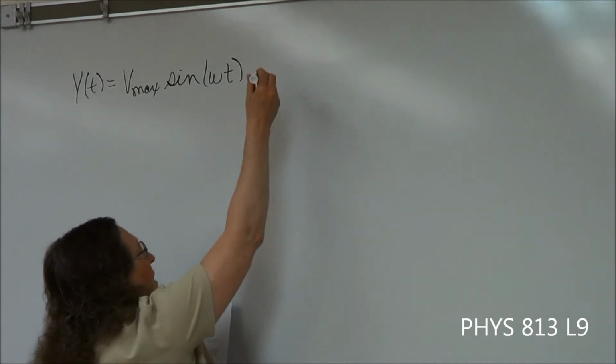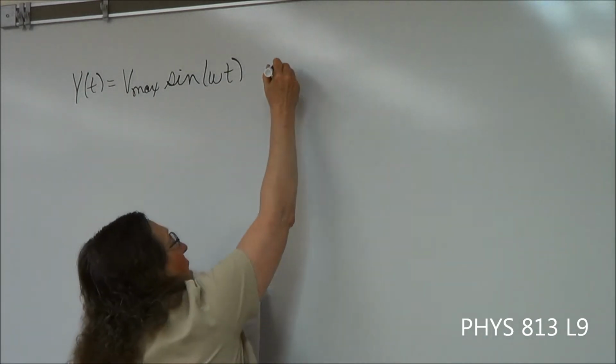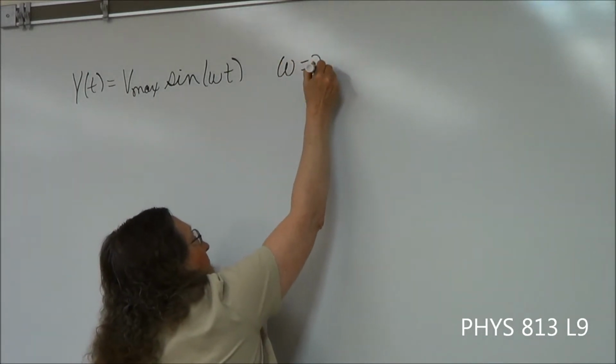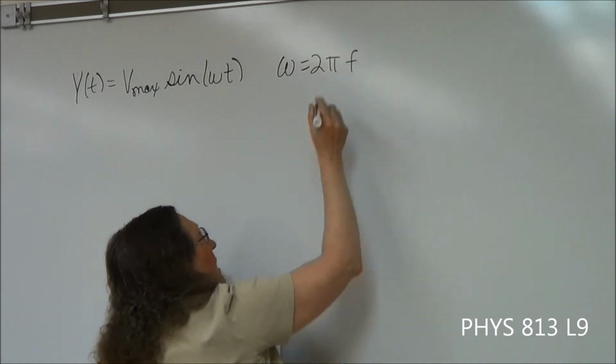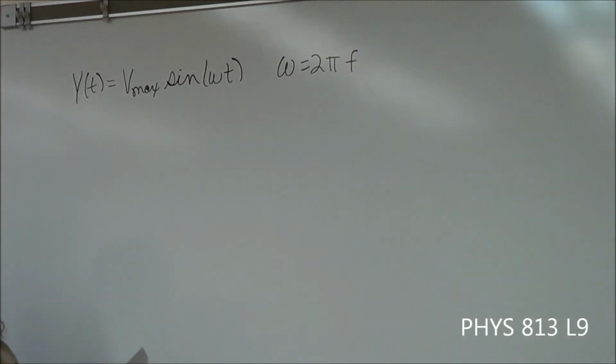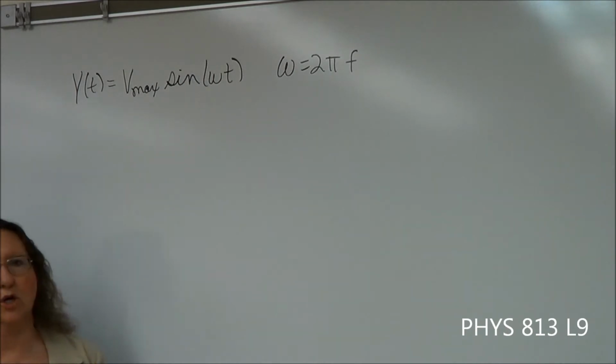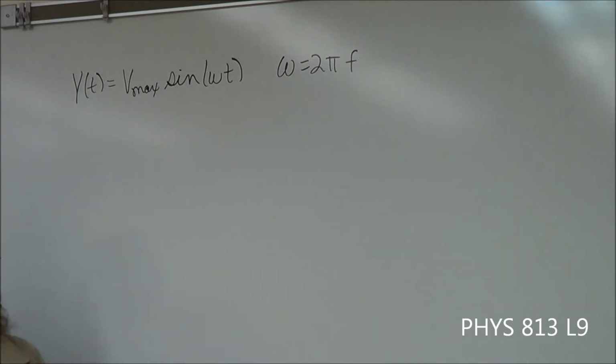Also remember that omega is 2 pi f, and f is the frequency. So f is frequency in cycles per second. A cycle per second is a hertz, and we talked about that in lesson 8. Omega is sometimes called the angular frequency. So that one will actually be in radians per second.